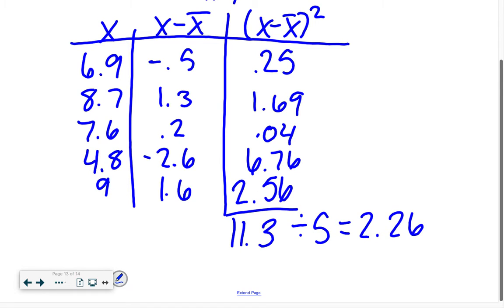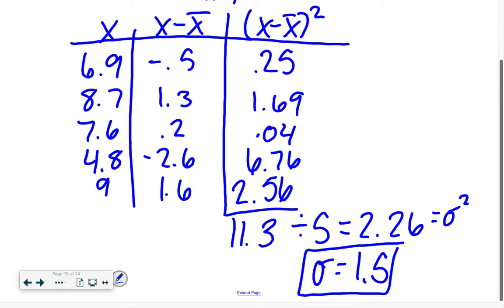Okay, this number is called what? My variance. So this is sigma squared. How do I find sigma? Square root it. And the square root of 2.6 is 1.5. You did it in your head? No way. Yeah. Okay. Any questions?